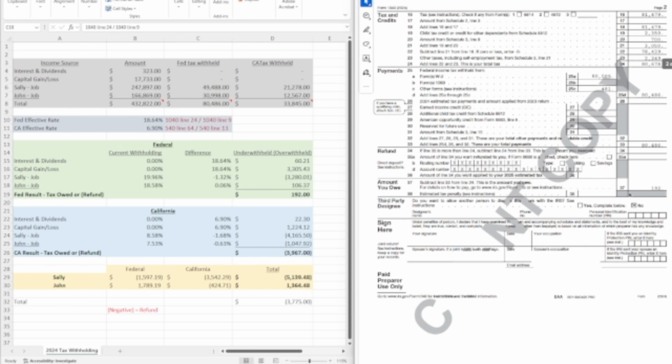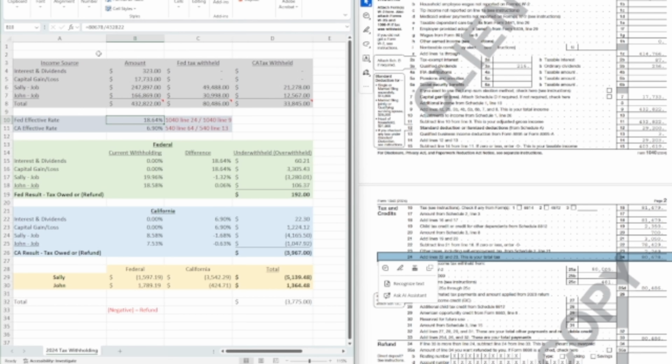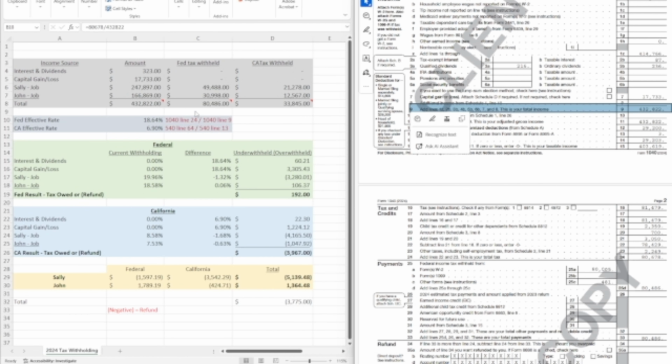1040 line 24. That is the total liability, total tax, right? That's what I got here, right? The 80,000 divided by the total income, which is this line 9 here, the 400,000. Man, making good money with this number right here. Okay, that's how we're getting that almost 19% effective rate with the feds.